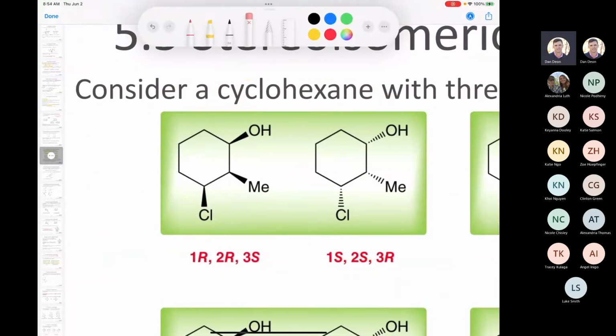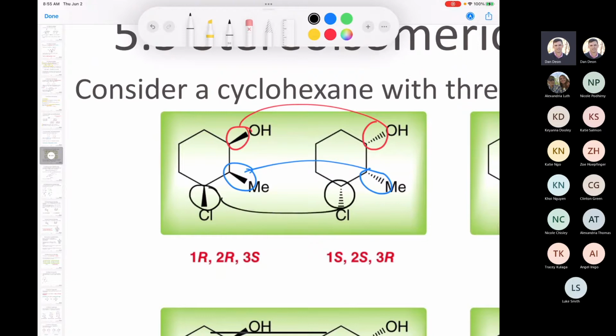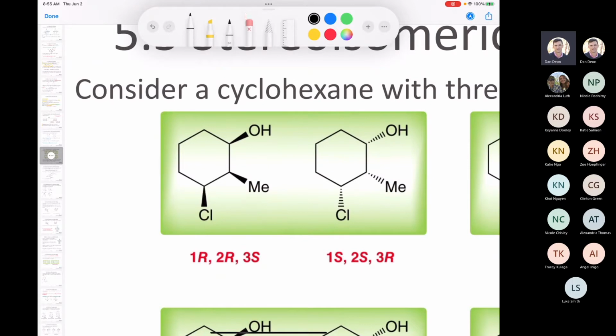Look, if we examine these 2 molecules, notice this wedge has been converted to a dash, this wedge has been converted to a dash, and this wedge has been converted to a dash. Exactly. Right, Tracy? Every single dash and wedge is switched. Therefore, these 2 compounds are enantiomers of each other. Simple as that. What's another way you could know that without even looking at the molecule? We go from 1R to 1S. We go from 2R to 2S. And we go from 3S to 3R.